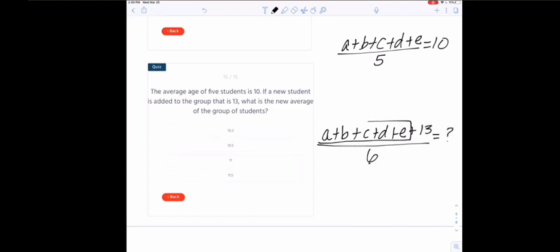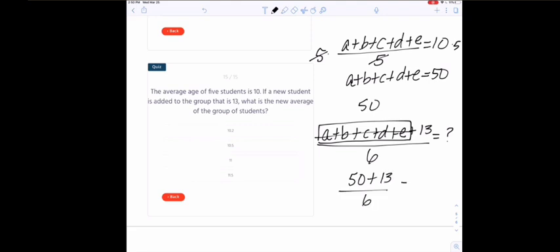Well, we have to figure out what this is right here to be able to add it to the 13. The thing is, we just multiply by 5, and when we do that, we get that by itself on one side of the equal sign. So A plus B plus C plus D plus E is equal to 10 times 5, which is just 50. So it's 50. 50 plus 13 divided by 6. 50 plus 13 is 63 divided by 6.